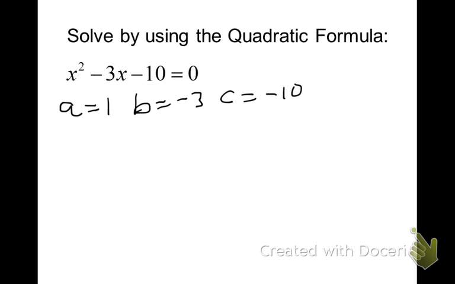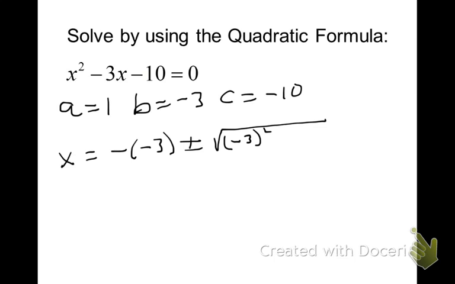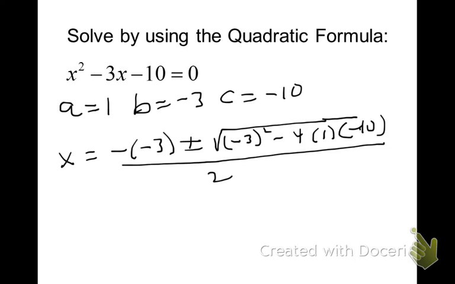So when we plug it into our formula, we say x equals negative b plus or minus the square root of b squared minus 4 times a times c, all over 2 times a. And then we're going to have to simplify that. So the opposite of negative 3 is positive 3.